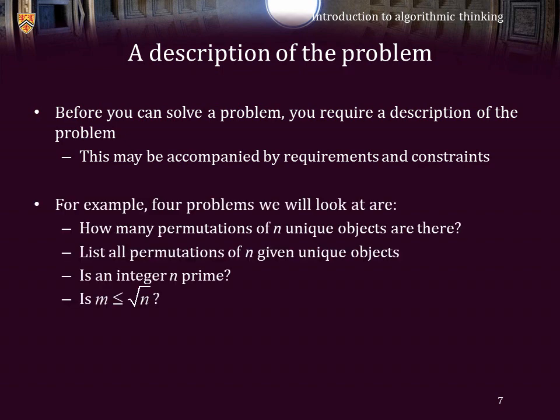For example, in this topic, we're going to look specifically at four problems. Specifically, how many permutations of n unique objects are there? List all permutations of n given unique objects. Is a specific integer n prime? And we're also going to look at what seems to be a simple problem. Is m less than or equal to the square root of another number n?